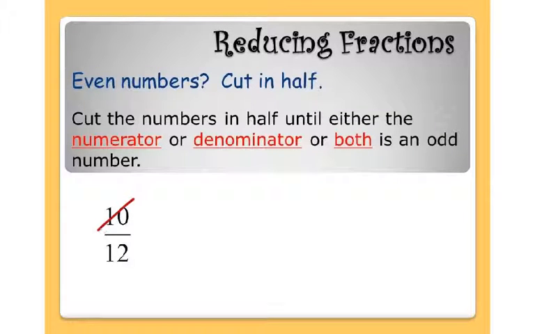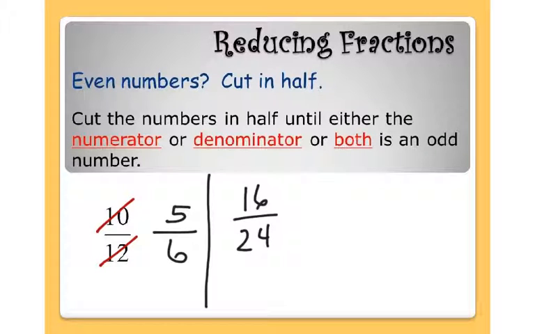So in this example, I can cut 10 and 12 in half and get 5/6. Now in this case, it is reduced. I do end up with an odd number on the top and an even number on the bottom, so I can no longer continue to cut things in half. But it doesn't always work that way.